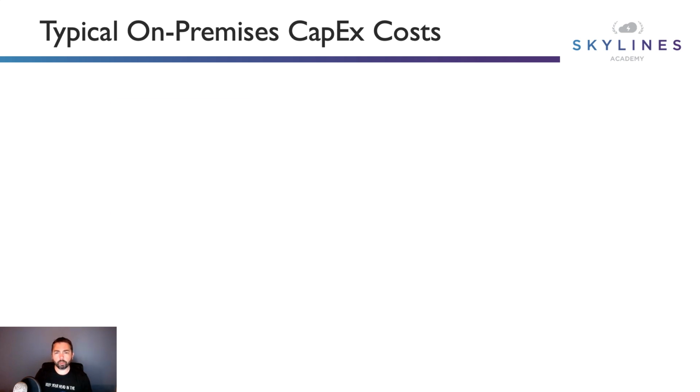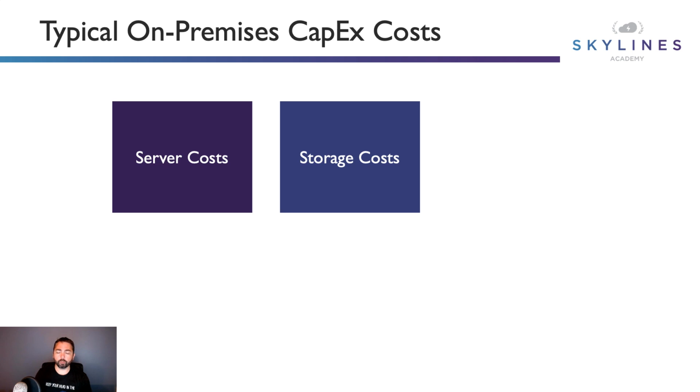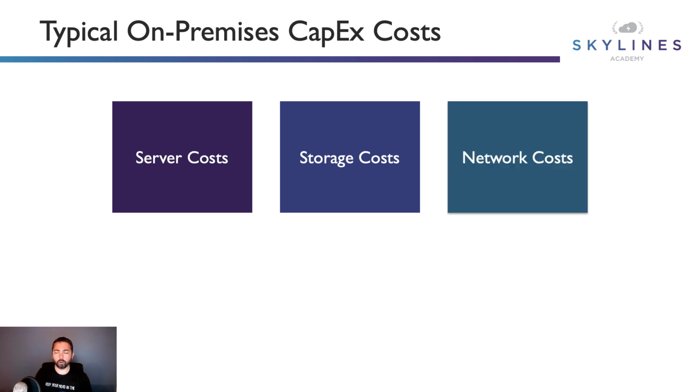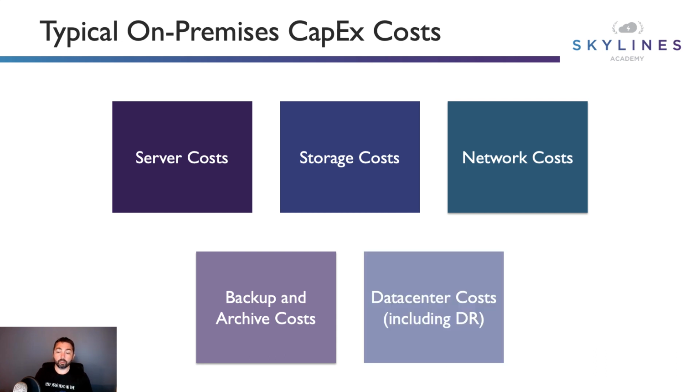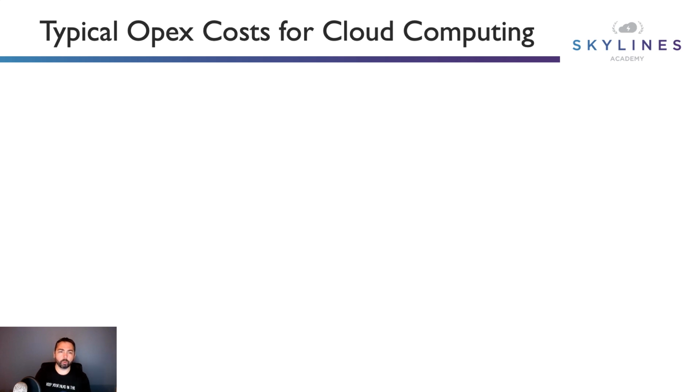Typical on-premises Capex costs are things like your server costs, storage costs, network costs. You have to buy all those Cisco switches, etc. Backup, archive, all those kinds of things, and data center costs as well. Now you still also have Opex costs because you have to run everything in the data center, so you have to take that into account as well. But these are typical on-premises Capex costs.